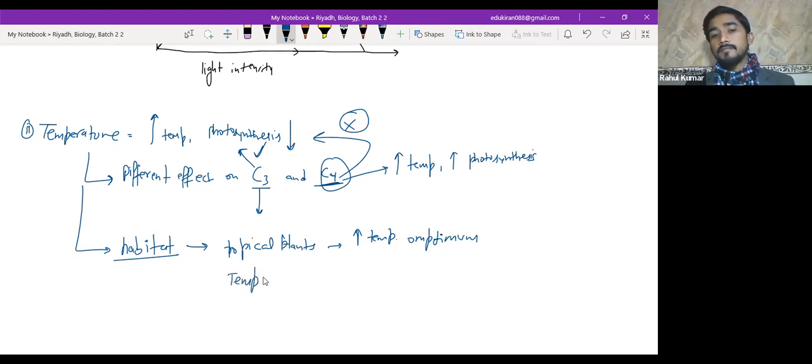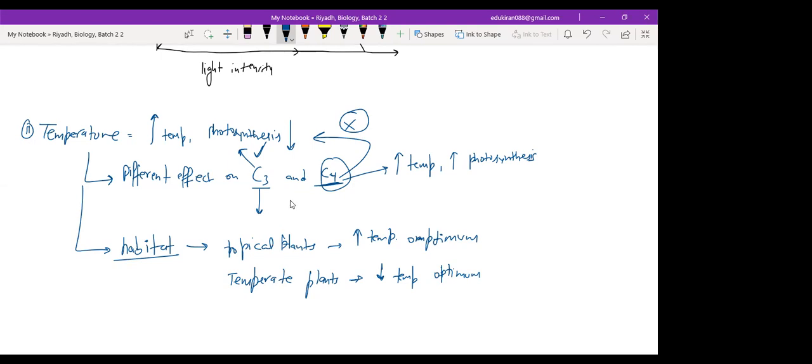Whereas temperate region plants, or temperate plants, have low temperature optimum because they are adapted. In evolution, they are adapted to that. Sorry, there will be no M here, optimum. Is it clear, everyone? The effect of temperature?